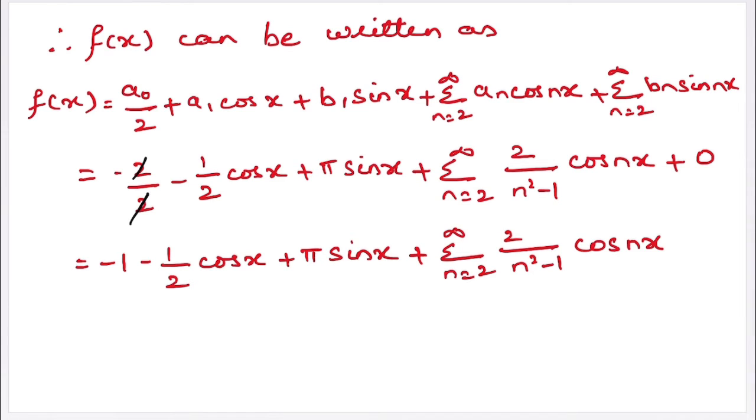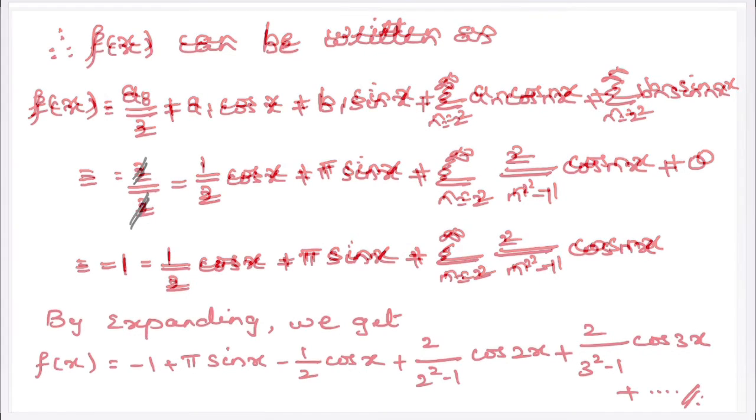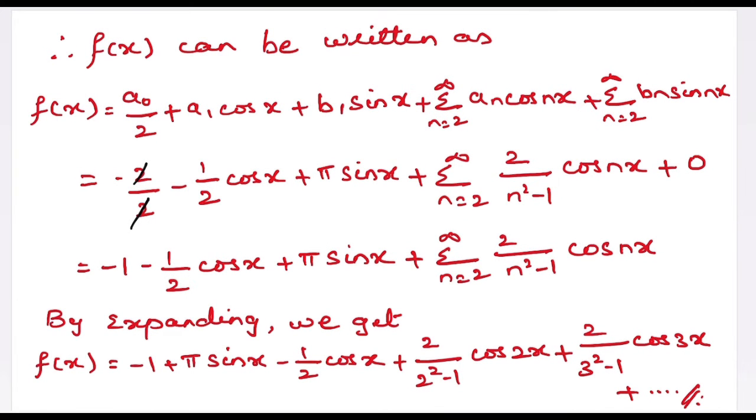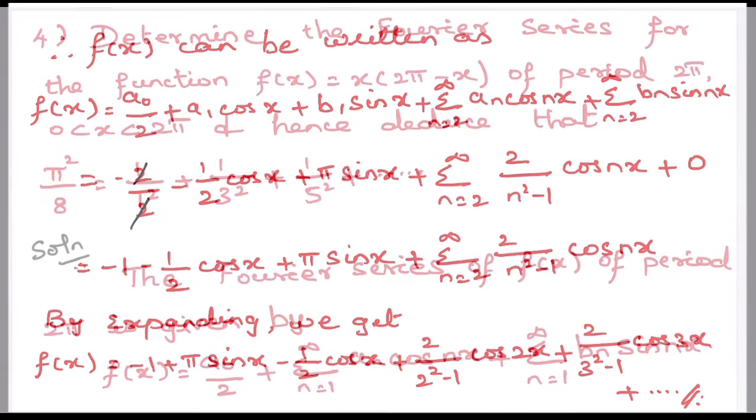By substituting all the 4 values we get f of x is equal to minus 1 minus 1 by 2 cos x plus pi into sin x plus summation n from 2 to infinity 2 by n square minus 1 cos nx. So therefore by expanding the summation we have f of x is equal to minus 1 plus pi into sin x minus 1 by 2 cos x plus 2 by 2 square minus 1 cos 2x plus 2 by 3 square minus 1 cos 3x plus etc., which is the Fourier series of our function.